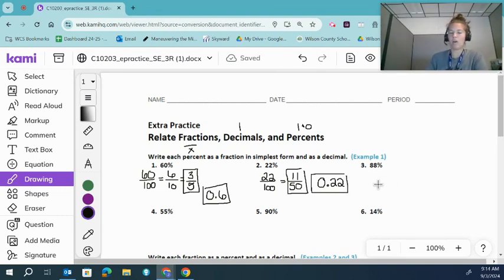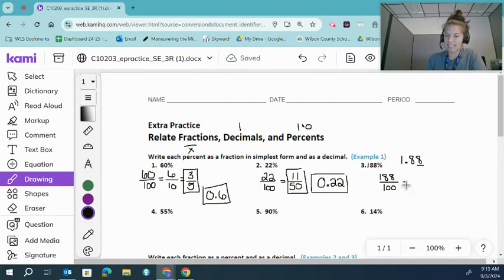Now I want to do one more. What if we have 188%? This would be 188 over 100, which is larger than 1, right? So as my decimal, I'm going to have 1.88 because it's 188 hundredths, and that last digit needs to be in the hundredths place. So 1.88 would be my decimal here.